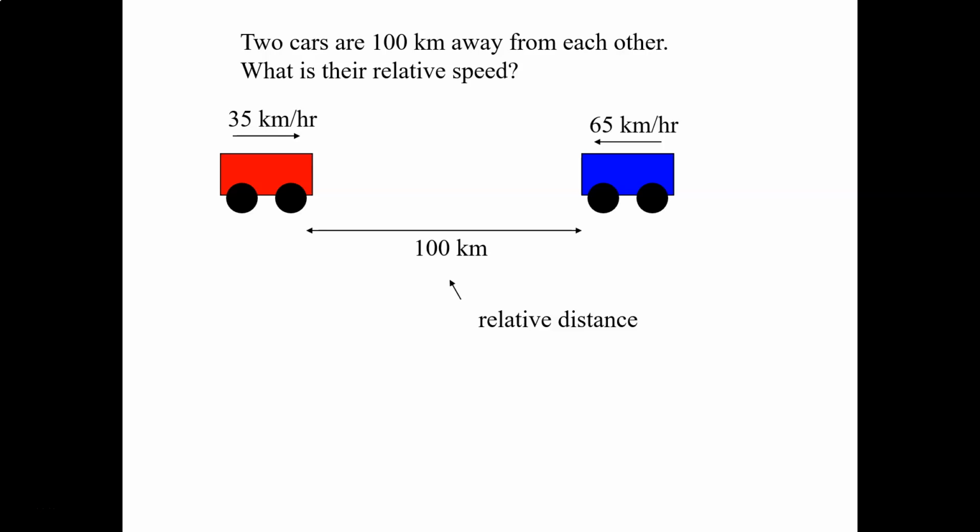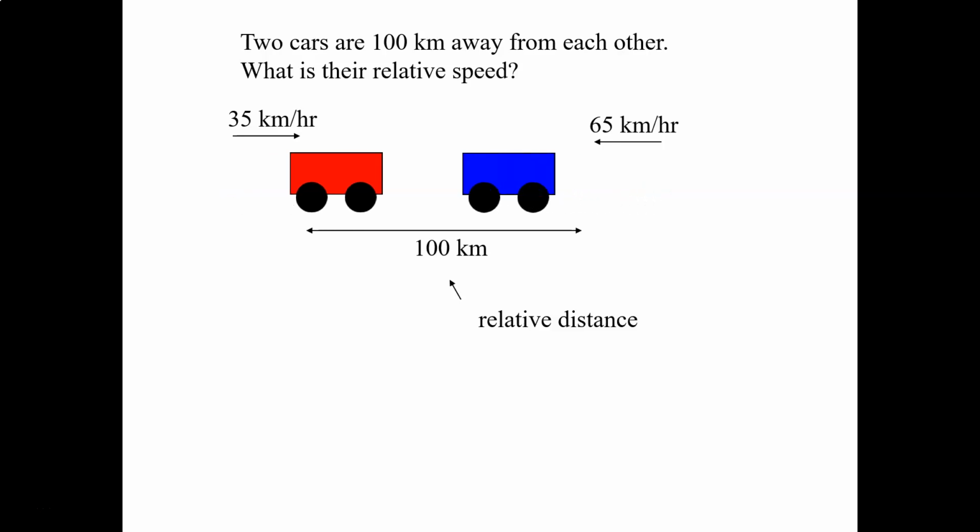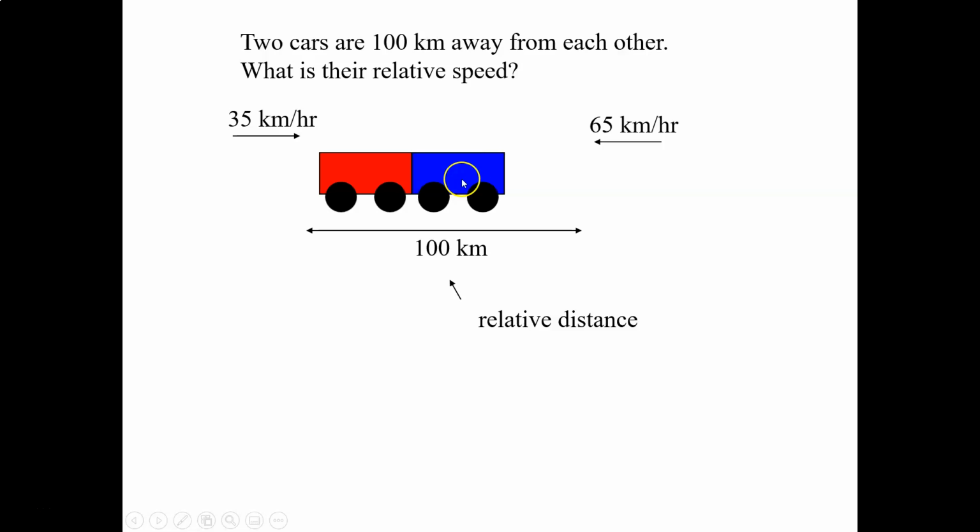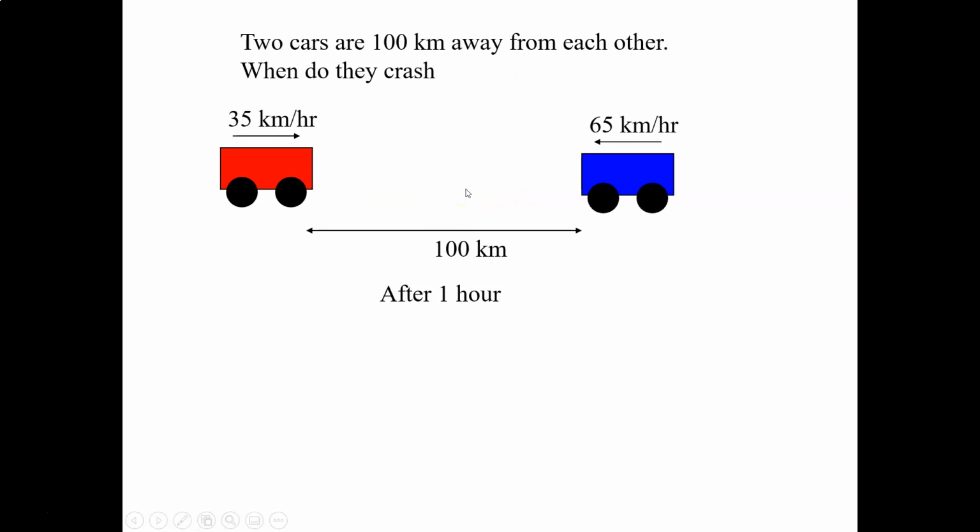Well, they're going to add. They're traveling towards each other, so those speeds are going to add up. It's going to crash faster because they're both moving. Okay, and after 1 hour, they'll crash, and this one will be 35 kilometers away from where it started, and this one will be 65 kilometers away from where it started.